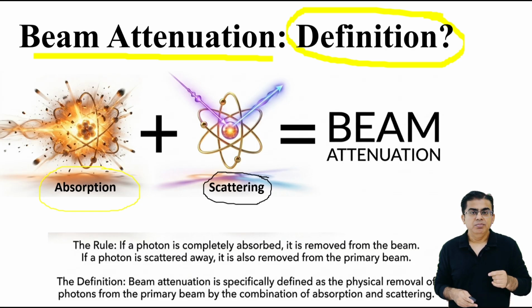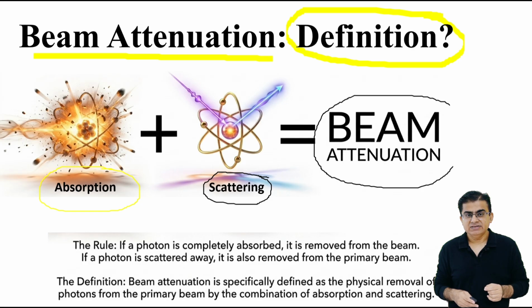Therefore, beam attenuation is strictly defined as the combination of absorption and scattering. Once again, beam attenuation is strictly defined as the combination of absorption and scattering. It is simply the physical removal of photons from the primary treatment beam.